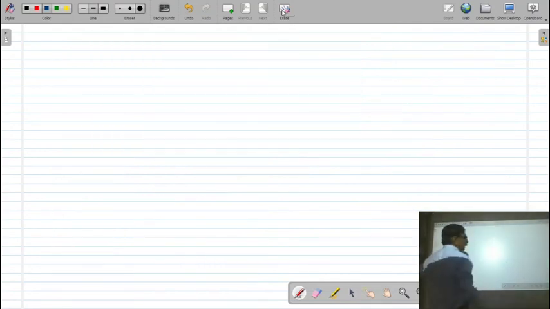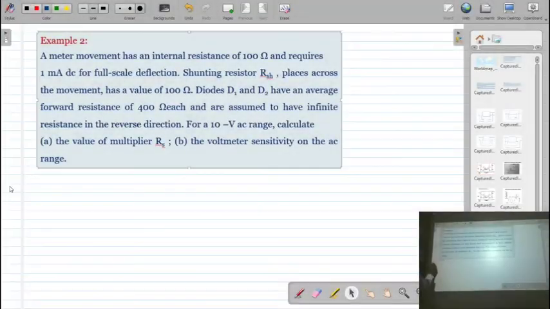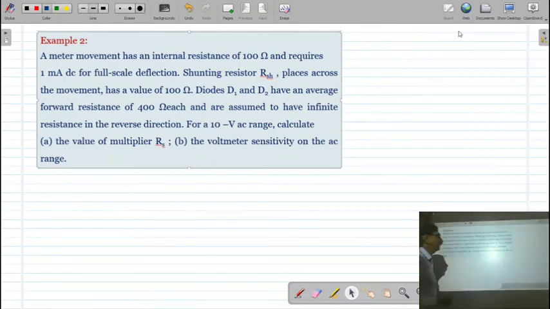Now let us see another example. What is given? A meter movement has an internal resistance of 100 ohm. So we write the value first of all. The internal resistance of the meter movement is 100 ohm, so Rm is 100 ohm, and it requires 1 milliampere DC for full scale deflection. So IFSD is 1 milliampere.